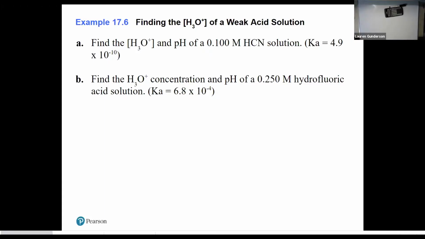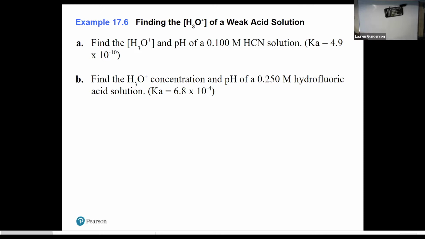Okay, so the next thing that we're going to talk about is how we deal with these weak acid solutions. All right, we probably have a few things that we need to talk about before we tackle this problem. This question wants us to find the hydrogen ion concentration and the pH of a 0.1 molar HCN solution. Okay, and they give us the Ka value there.